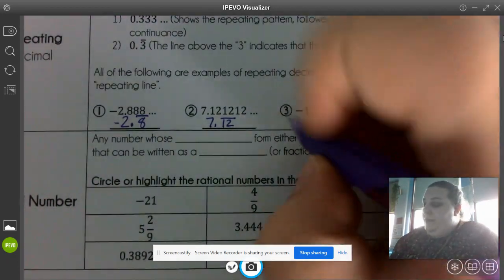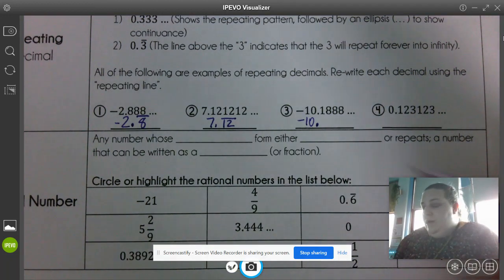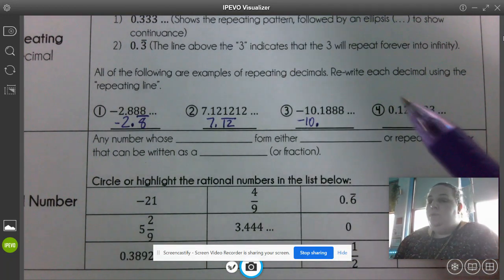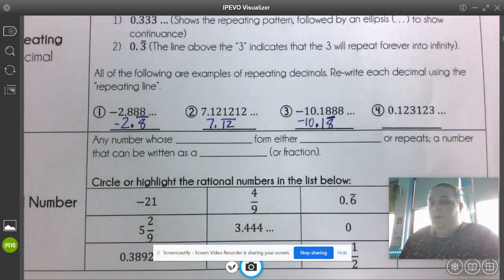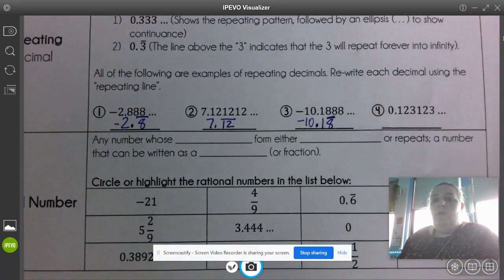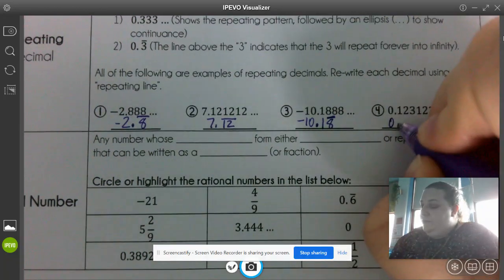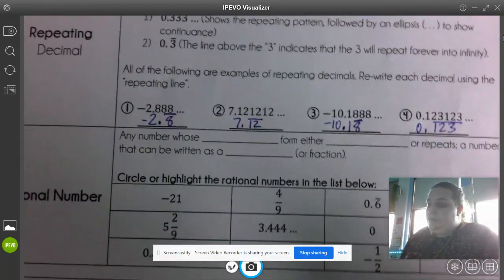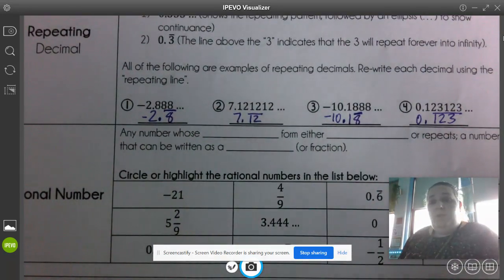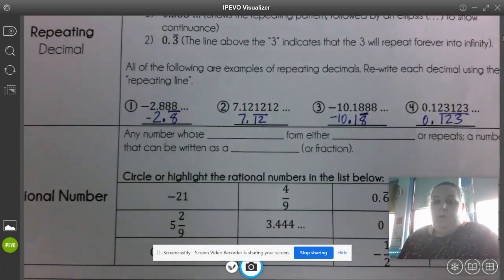Now, this next one, we have to be careful. We have -10 before, and that's unaffected. Now, we also have this 1 after the decimal, but the only number repeating is 8. So we just write the 1 and then put the bar only over the 8, since that's the only digit that's repeating. And then in this last one, we have 1, 2, 3 repeating. So this is how you would show a repeating decimal using bar notation.